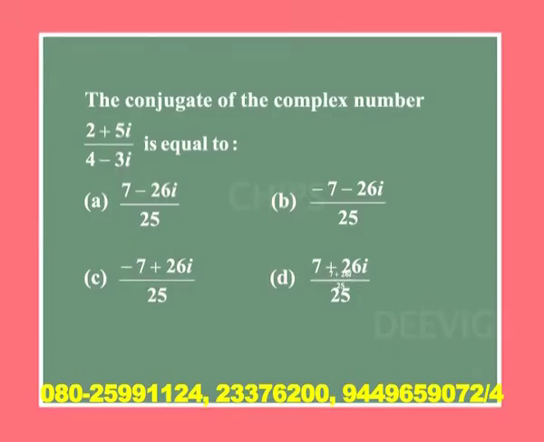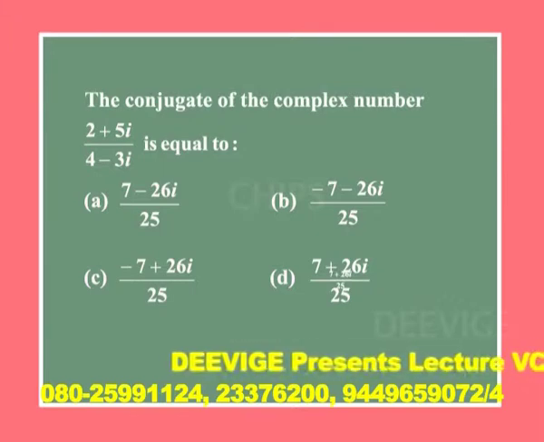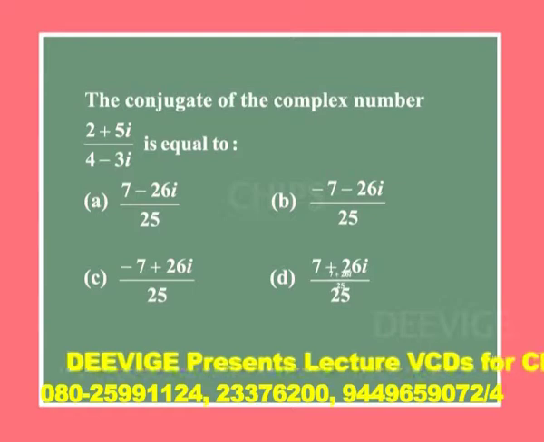We have a problem based on this: the conjugate of the complex number (2 plus 5i) divided by (4 minus 3i) is equal to: option A, (7 minus 26i) divided by 25; option B, (−7 minus 26i) divided by 25; option C, (−7 plus 26i) divided by 25; option D, (7 plus 26i) divided by 25.